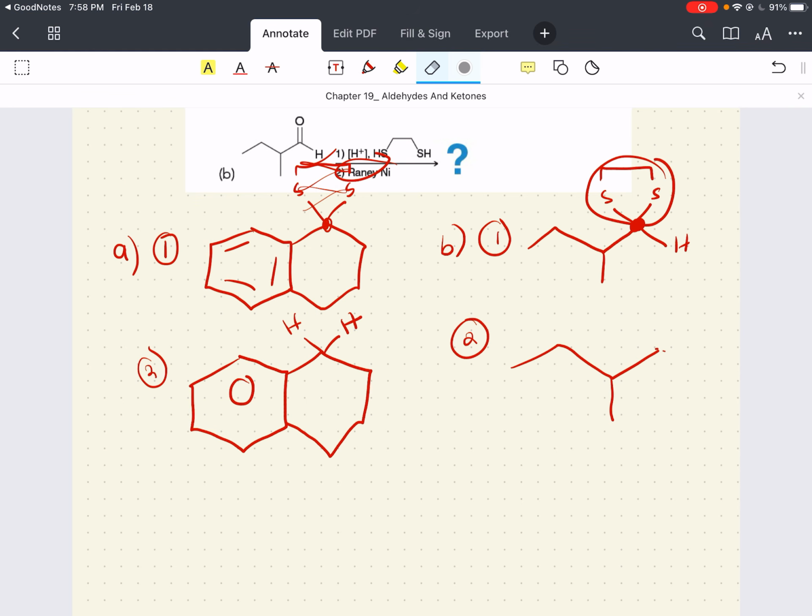In the second lecture, we're going to continue chapter 19 by talking about nitrogen nucleophiles, carbon nucleophiles, and hydrogen nucleophiles. And that will wrap up the rest of chapter 19.